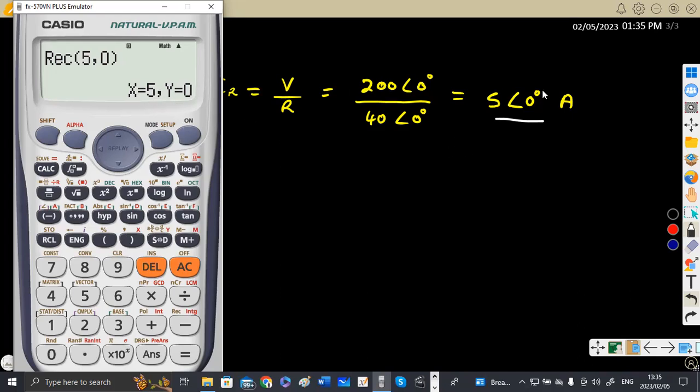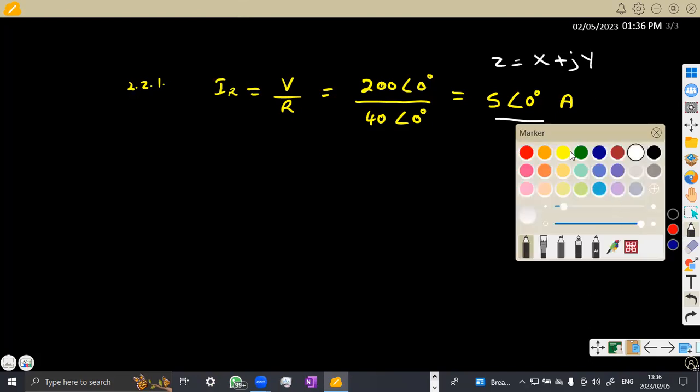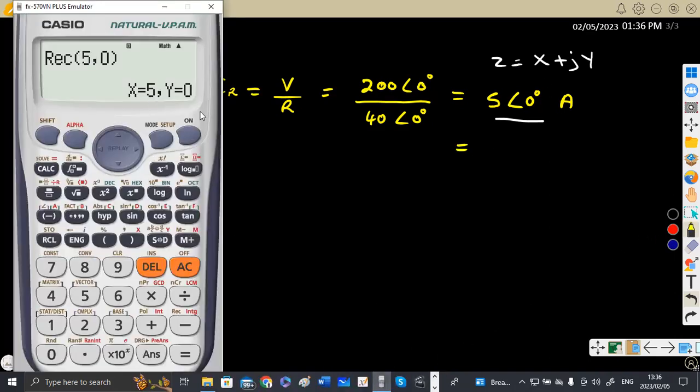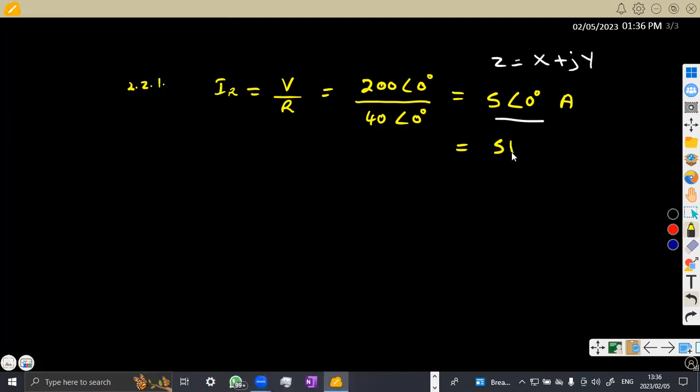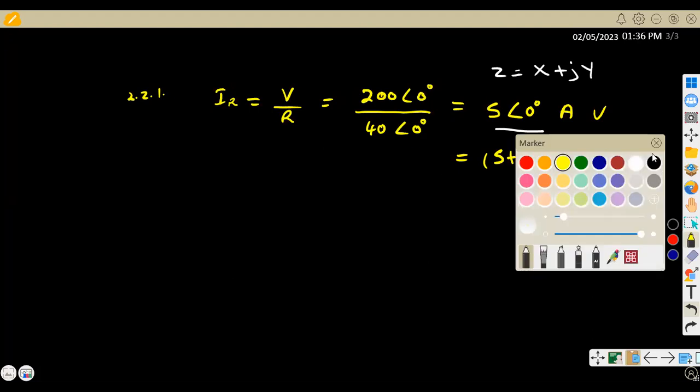On your calculator, they mean that z, polar in Cartesian, can be written as x plus jy. That is the indication on the calculator. Our x, remember, is 5, so this is 5 plus j0. You can write your current in this manner, or in polar form, which is the best way to write it. I was just showing you how to convert, but just leave it in polar form. So that's it for the current in the resistor.